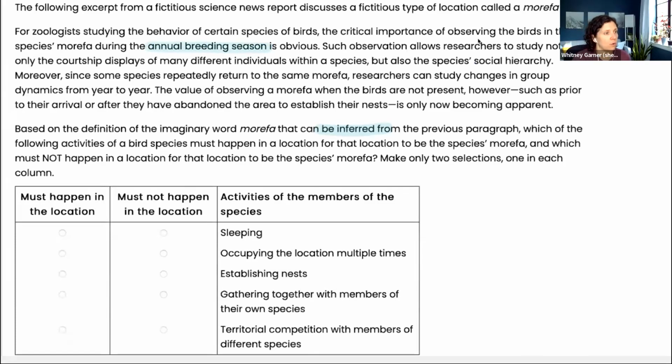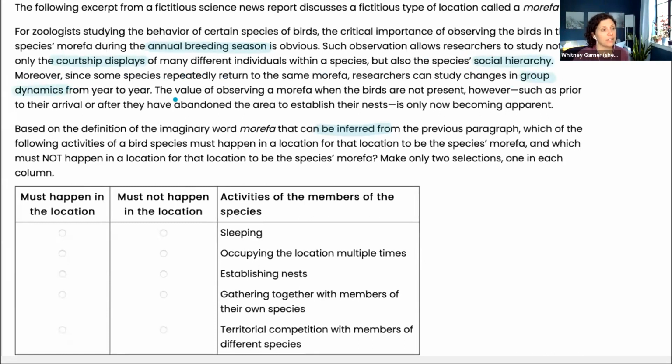We also, this observation allows researchers to study not only courtship, so they've got courtship displays, right, of many different individuals, but also their social hierarchy. So something about social hierarchy. Moreover, since some species repeatedly return, so they keep coming back, they can study changes in group dynamics. So they must be here in groups.